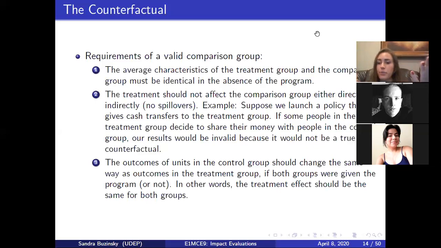Same in the treatment group. If some of the treatment group was supposed to receive treatment and then they don't for some reason, they also shouldn't be included in our estimation, because when we think they're getting a positive effect and they're not getting treated at all, that will also bias our estimate.